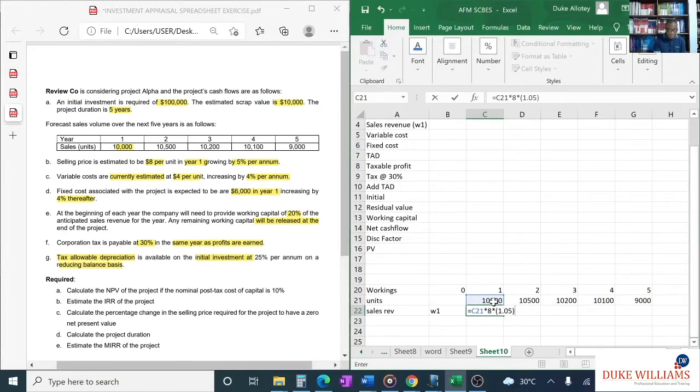Then I'm raising to the power, so shift 6, and watch carefully. I'm raising it to the power 1, but then once I drag it, it will take the rest so that the growth will actually begin from year 2. So notice that because the selling price is 8 in year 1, I'm raising it to the power 0. Okay, so once I have that figure, I can literally just do this here.